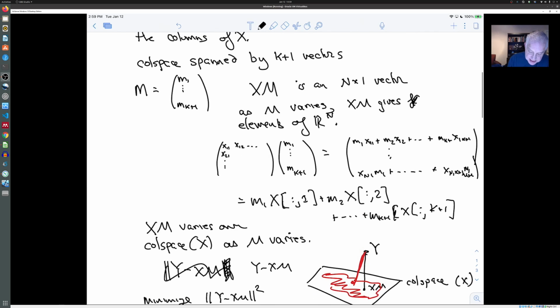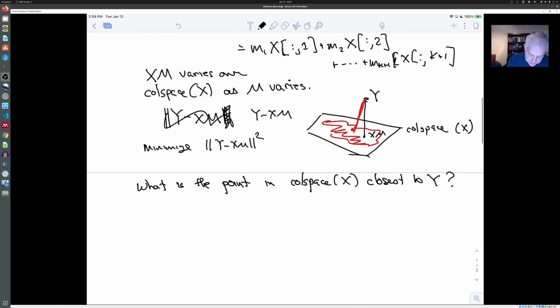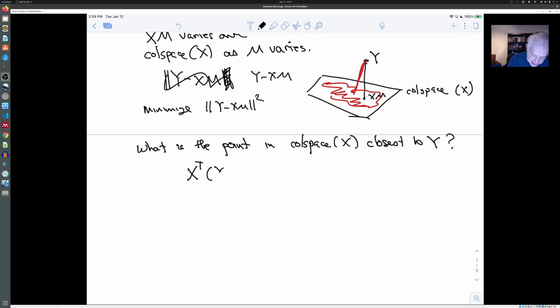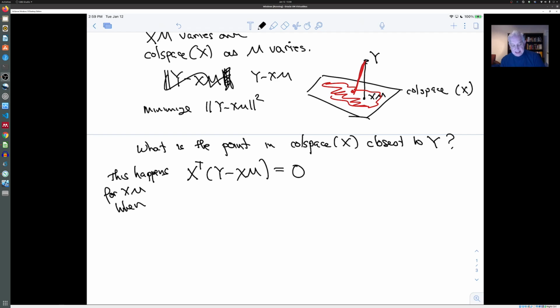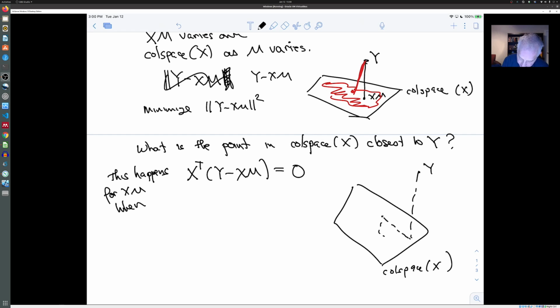And we have a formula for what that is. We know that m has to satisfy this condition that we started out with, that x transpose times y minus xm equals 0. Now, how do we interpret this condition? Well, remember, as m varies, y minus xm is the vector. If I try to draw this picture one more time, here's the column space of x. Here's y. And I'm considering a moving point in the column space, and I'm looking at the vector that joins a moving point in the column space to y. And that's my y minus xm as m varies.